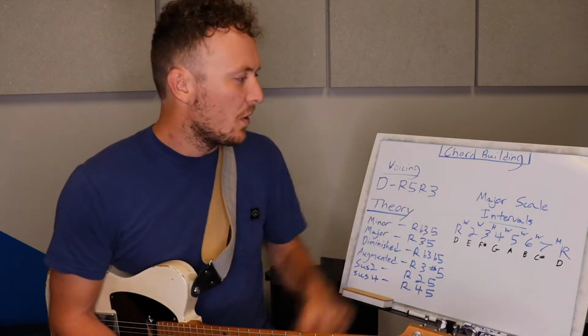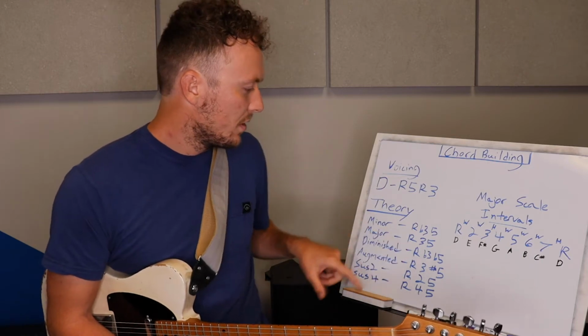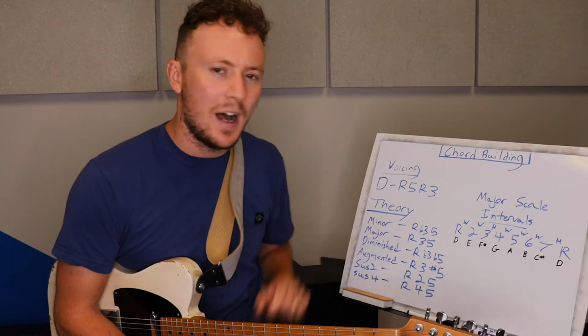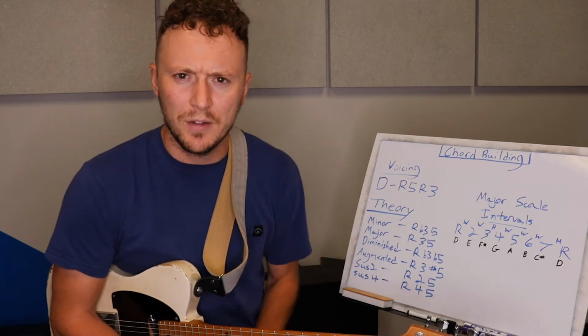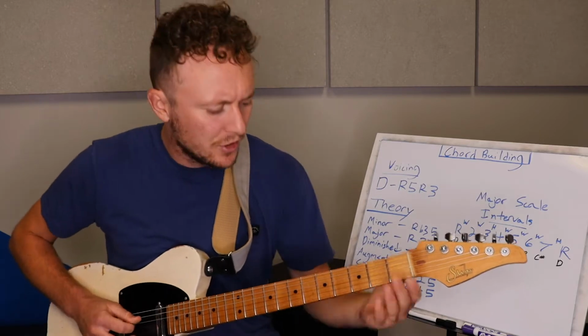A D comes from a major scale, okay? It's a major chord. The theory of a D chord consists of a root, a 3, and a 5. Okay, what's a root, 3, and a 5? All right, well, let's talk about the major scale real quick. Got a D major scale here.